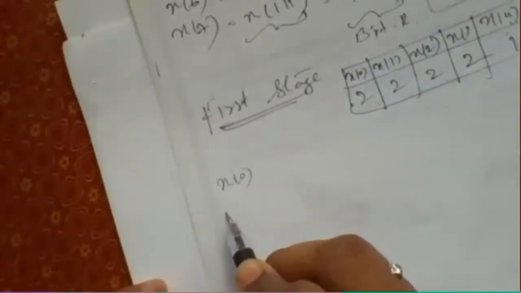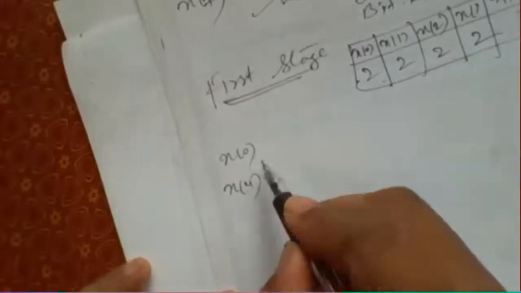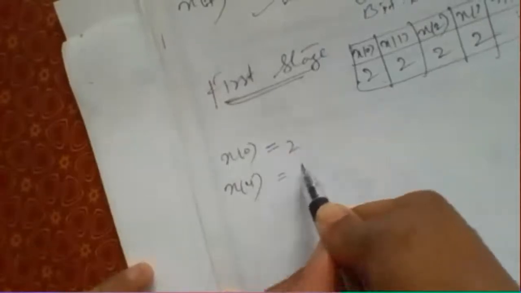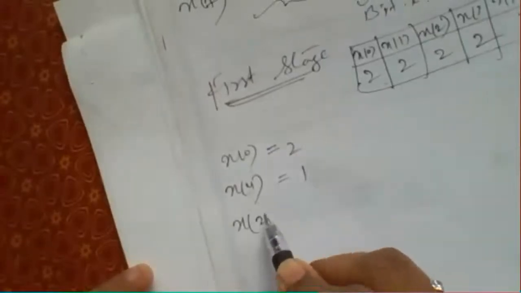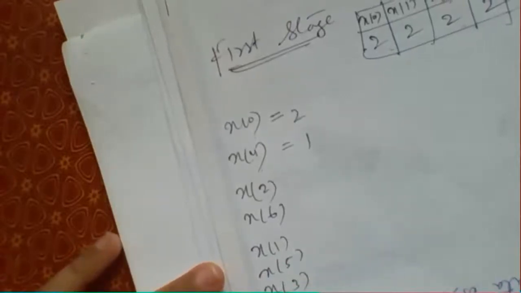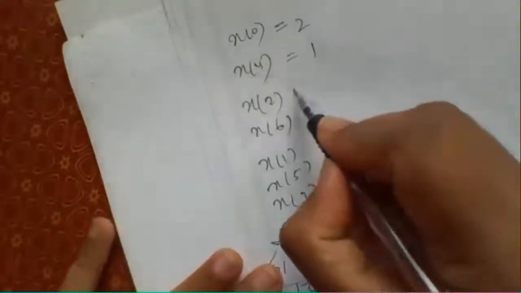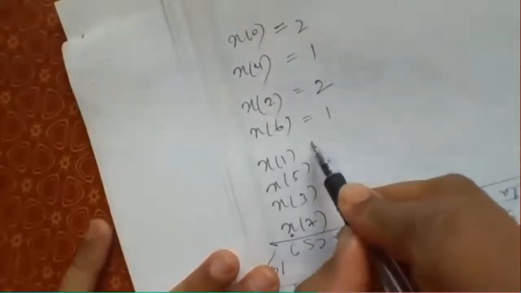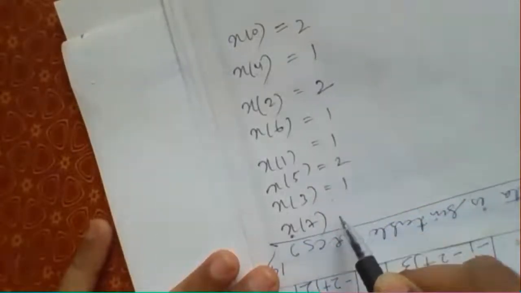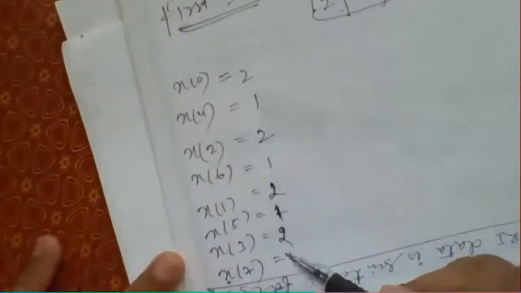So x of 0, x of 4, x of 0, x of 4. There itself you can write the values also, 2, 1. Then what's the next pair? Next pair is x of 2 and x of 6, which is 1, 5. And the last pair is x of 3 and x of 7. So list out all of them. Now you substitute the corresponding values: 2, 1, 2, 1, 2, 1, 2, 1. These are the inputs to the first stage.